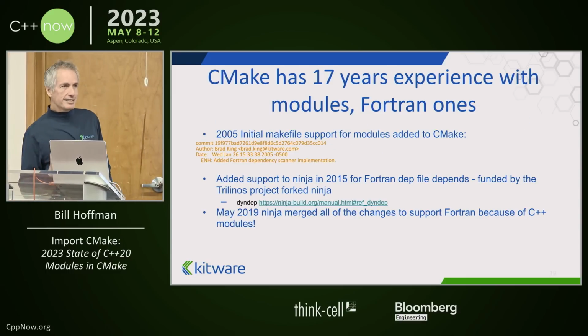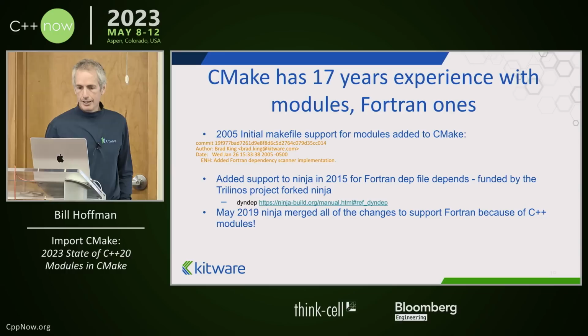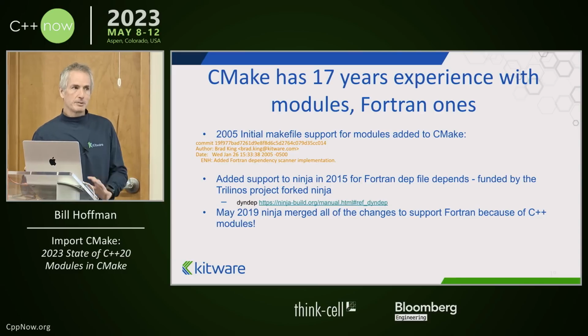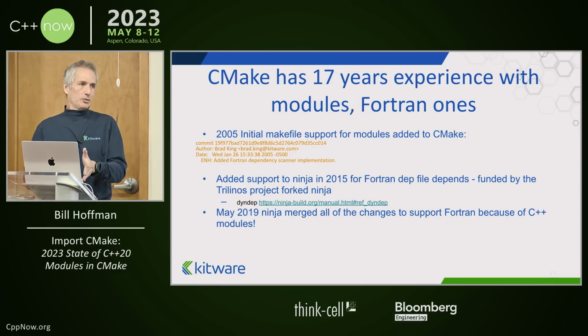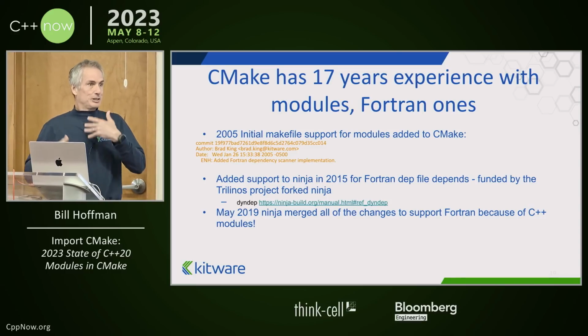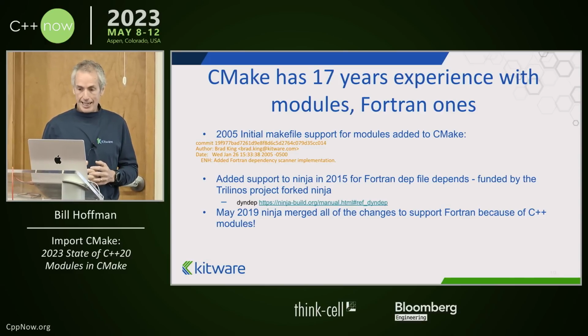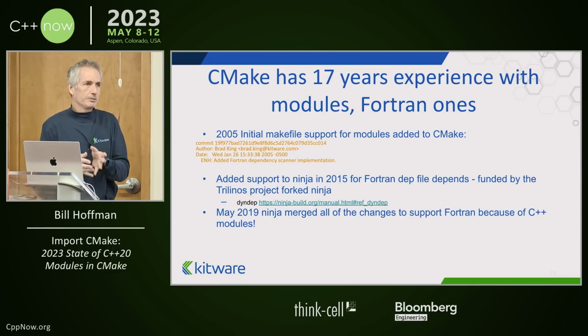Okay, so CMake does have some experience with modules, Fortran ones. In 2005, we added the initial support for makefiles. We added support into Ninja in 2015 to do this dynamic dependency, because remember, CMake's not running when the build is happening. Ninja's running. So we have to teach Ninja to be able to dynamically create this graph. And it didn't know how to do that. And the Ninja folks were like, what are you guys doing? Who cares about Fortran? What is this crazy stuff?